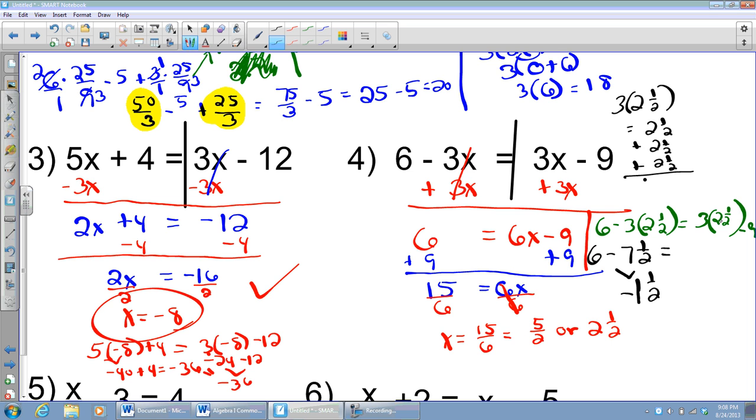Checking the other side, I've got 7 1/2. Don't have to remultiply, it's the same problem. Minus 9. Well, on a number line, 7 1/2 is 1 1/2 away from 9 on a number line. But since it's 7.5 minus 9, it'll be a negative.